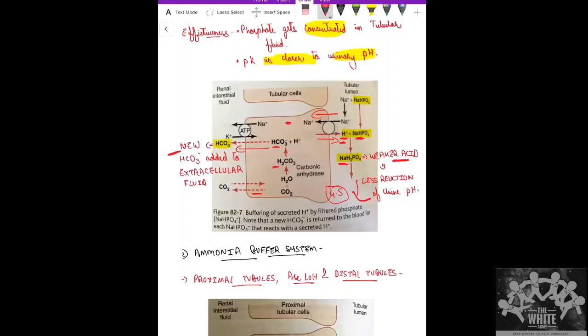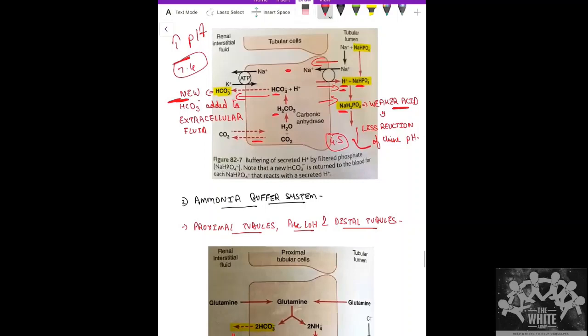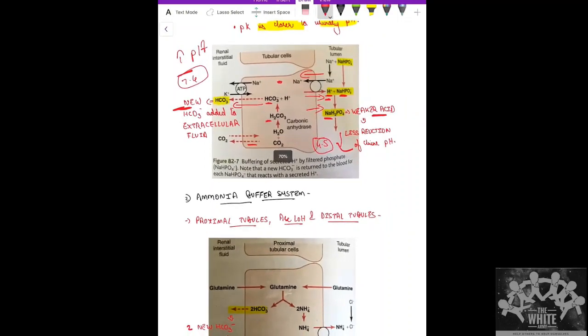So in both ways, there is an increase in the pH. There is already reduction in the pH, so there will be an increase in the pH to make it neutral, 7.4. One by excretion of H plus, two by generation of new HCO3 minus. So this is about the phosphate buffer system.